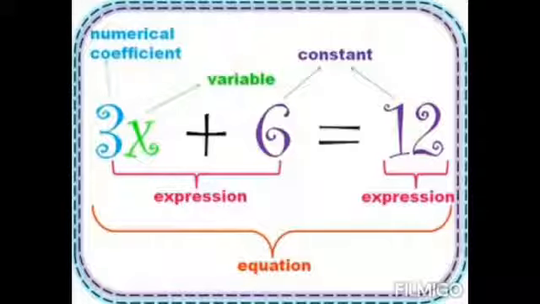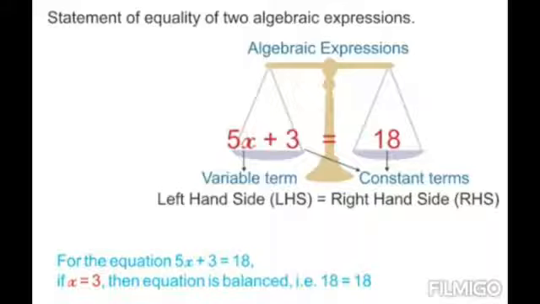Here you can see 3x plus 6 and 12. These two expressions are combined with an equal to sign, so it is an equation, right? We are using only one variable here, that is x, with power meaning the highest degree is 1. So it is also called a simple linear equation with one variable.